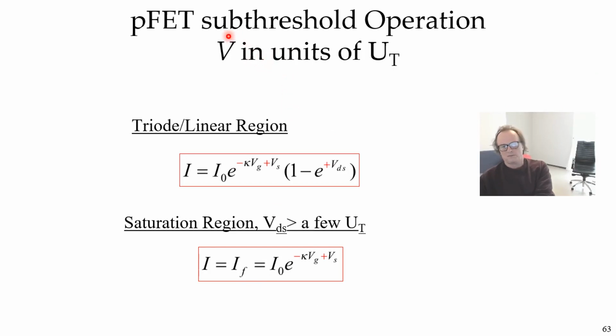So if you look at the P-FET subthreshold operation, writing V in units of UT, again, it's simple, and it's easy to see that all the signs are just flipped here. In the saturation region, which is simplest, the forward current is just equal to I0 e to the minus VG plus VS, or e to the minus VSG.